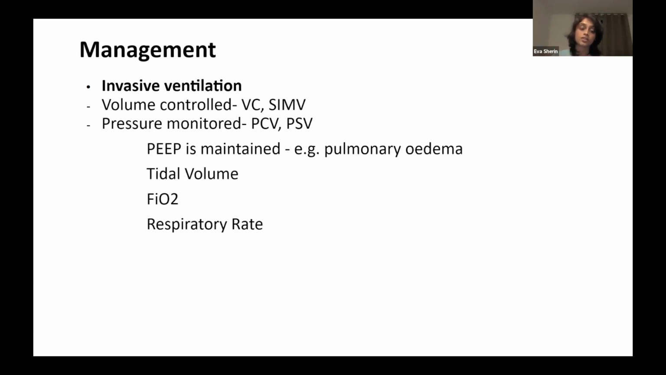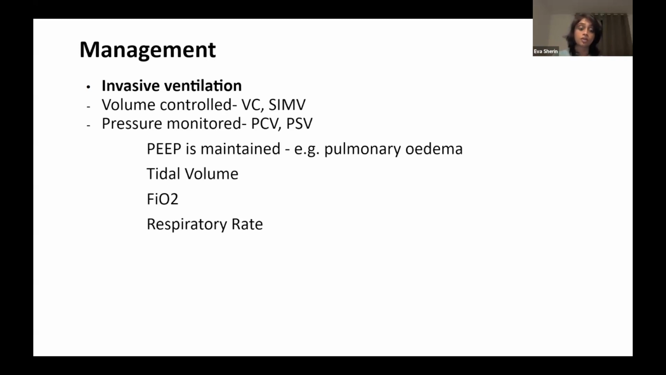Tidal volume, like I said, is calculated at 4 to 6 liters per kg of body weight. And assuming that a patient is about 70, we could always keep it at about 450 to 500, depending on how much the patient can tolerate.